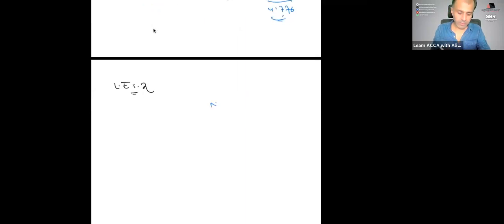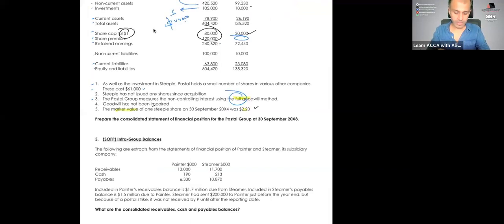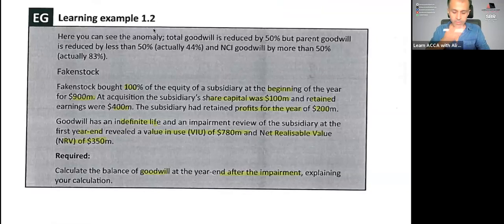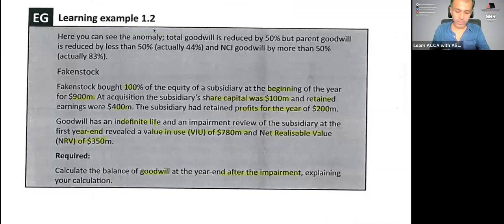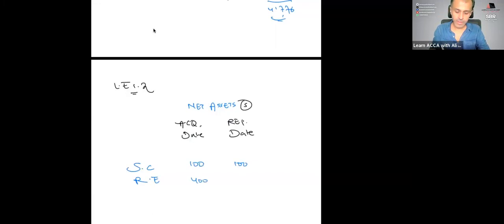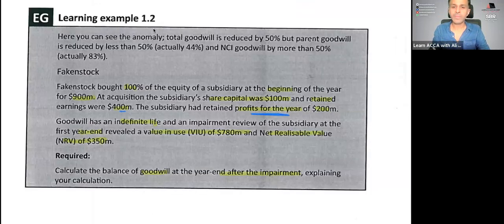So I will once again start off with the balance of net assets. We are working this question from here. At the date of acquisition, the subsidiary share capital was $100 million, and we know that this 100 will remain the same 100. The retained earnings were 400, and retained profits for the year.